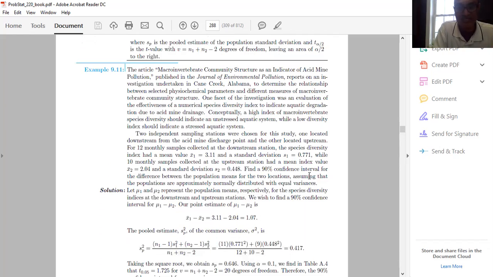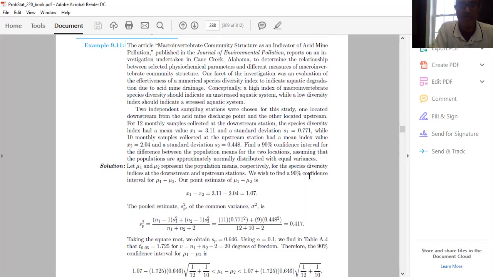This first paragraph is just the information. If somebody is interested, can read this part, but I would like to start here. Two independent sample stations were chosen for the study, one located downstream from an acid mine discharge point and the other located upstream. For 12 monthly samples at the downstream station, the species diversity index had a mean value x1 bar equal to 3.11 and standard deviation s1 equal to 0.771, the sample standard deviation, right. While the 10 monthly samples collected at the upstream station had a mean index value x2 bar equal to 2.04 and standard deviation s2 equal to 0.448.